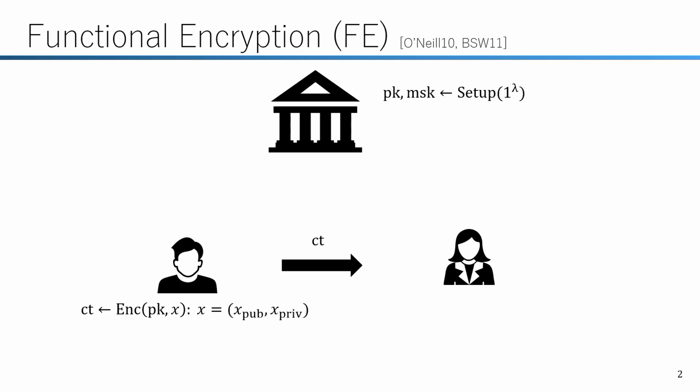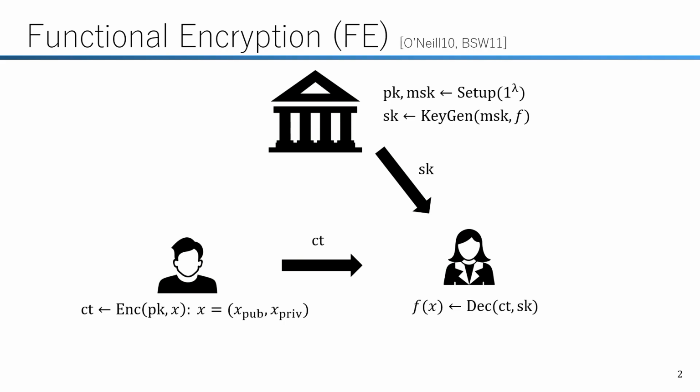In this talk, we assume that the message consists of a public part and a private part, and the ciphertext only hides the private part. The owner of the master secret key can generate a secret key that is associated with some function f. The salient feature of functional encryption is that in decryption, the ciphertext for x and the secret key of f reveal only f of x and nothing else.